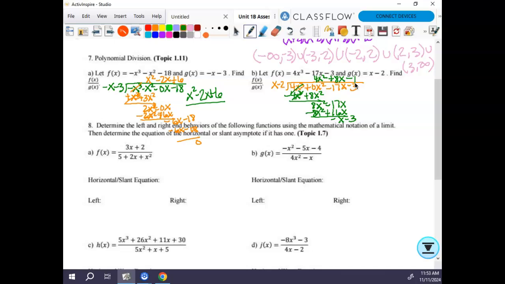And then I get a negative x plus 2. Change my signs, it gives me a negative 5. So my answer is 4x squared plus 8x minus 1 plus 5 over x minus 2.